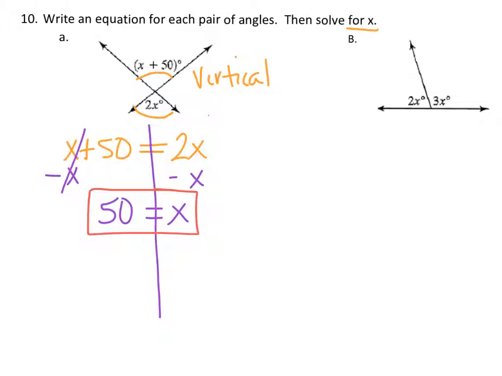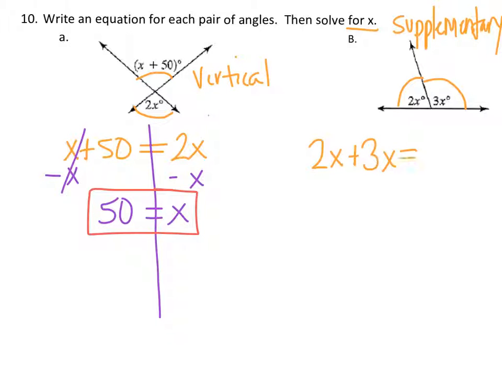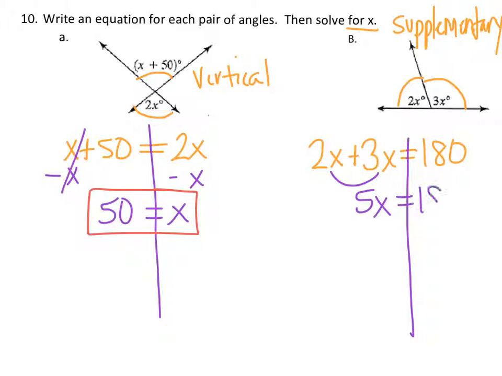In letter B, 2x and 3x make a straight line, which means they are supplementary. Okay, and if they're supplementary, it means they add up to 180 degrees. So 2x plus 3x equals 180 degrees. To solve this, we're going to add these together and get 5x, and then divide both sides by 5.